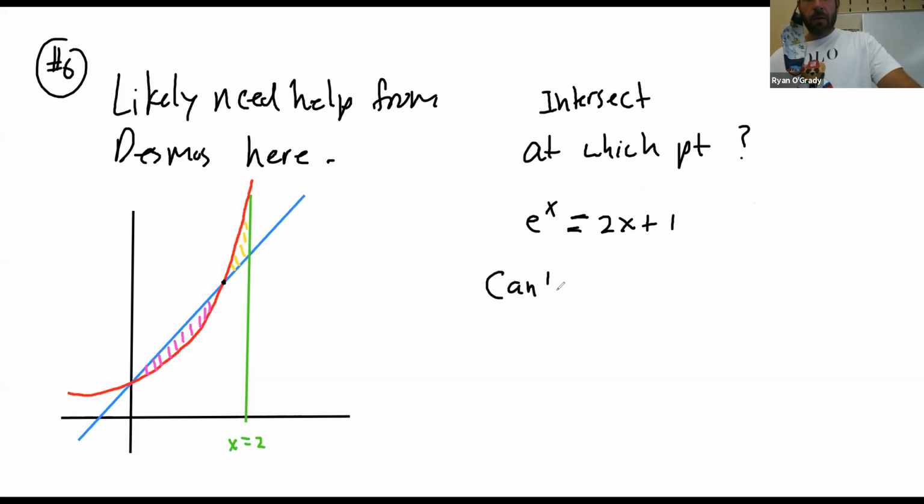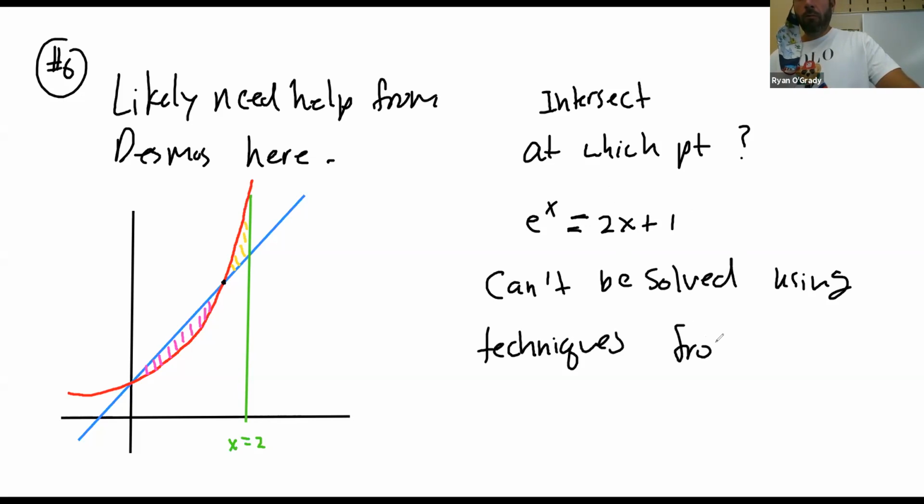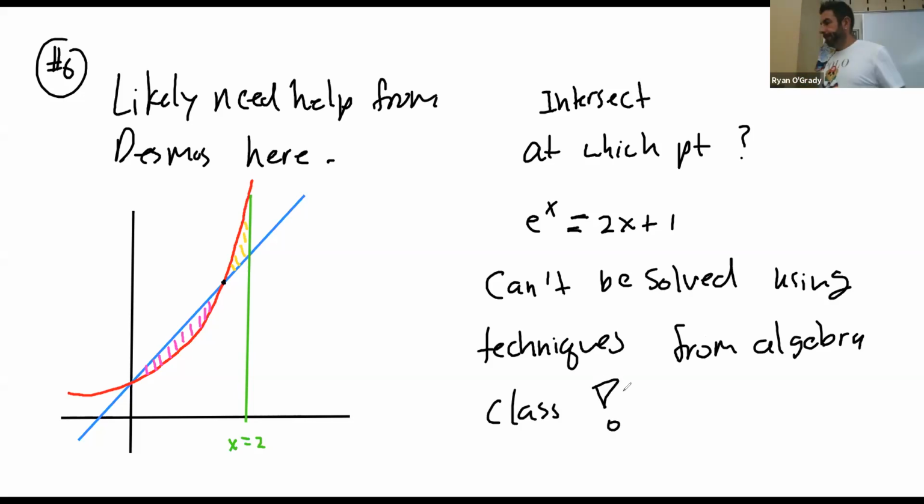This guy can't be solved using techniques from algebra class. You can't move things to the other side. You can't use some quadratic formula. There's no way for you to manipulate symbols and solve this equation. Is everybody understanding that? So then the question is, what do you do?